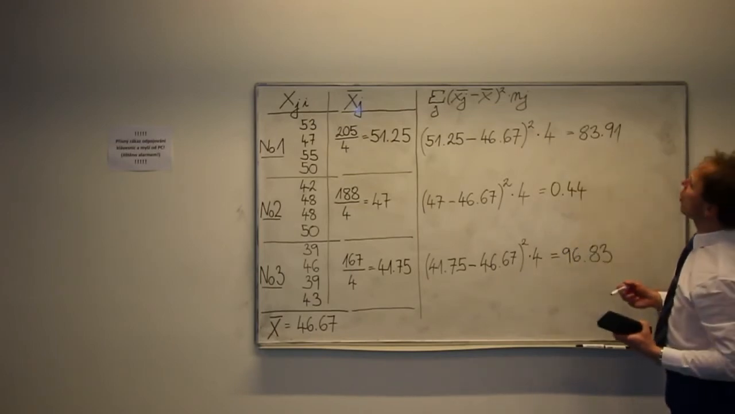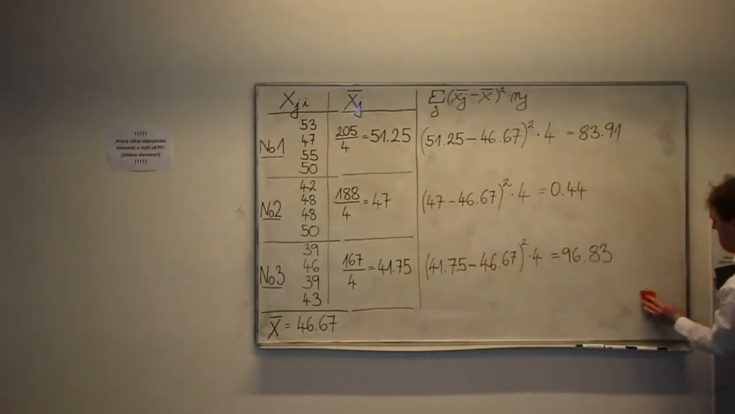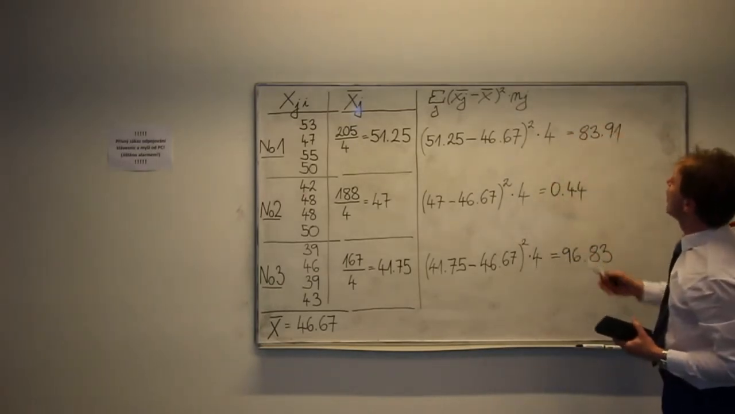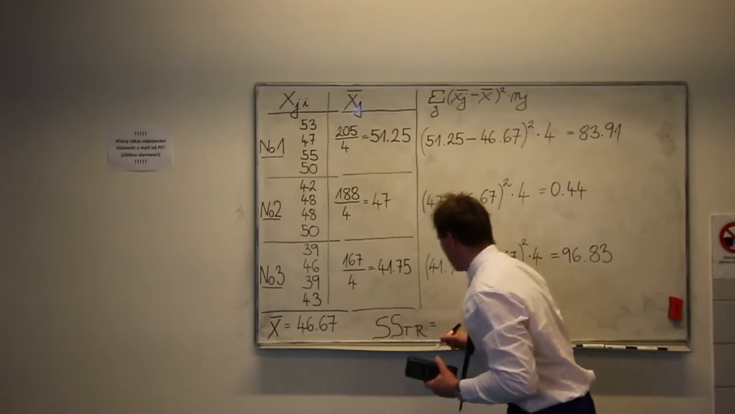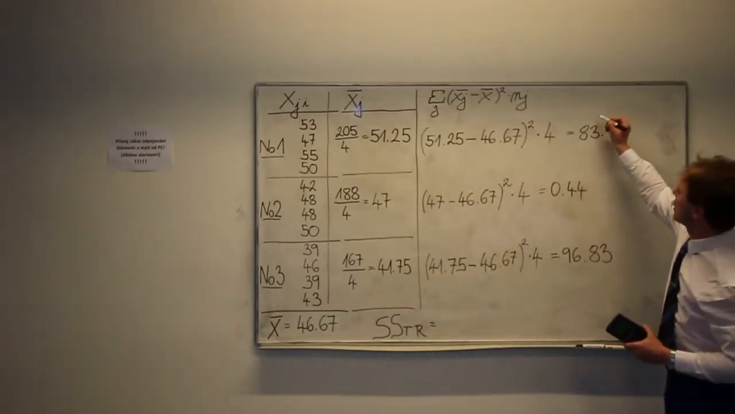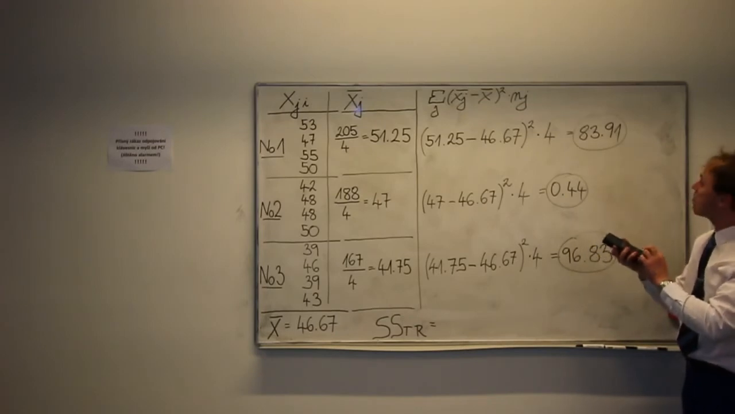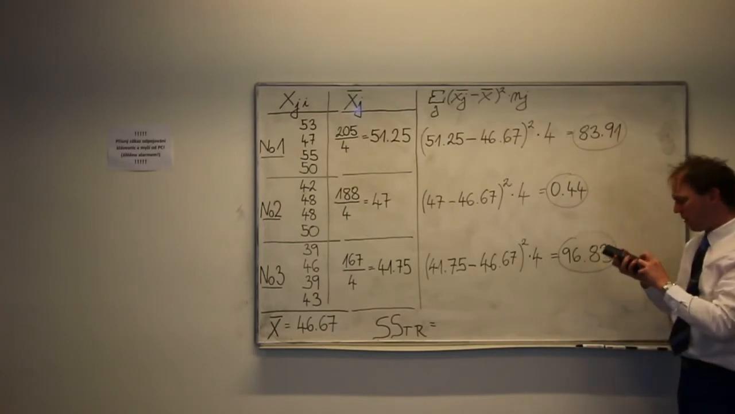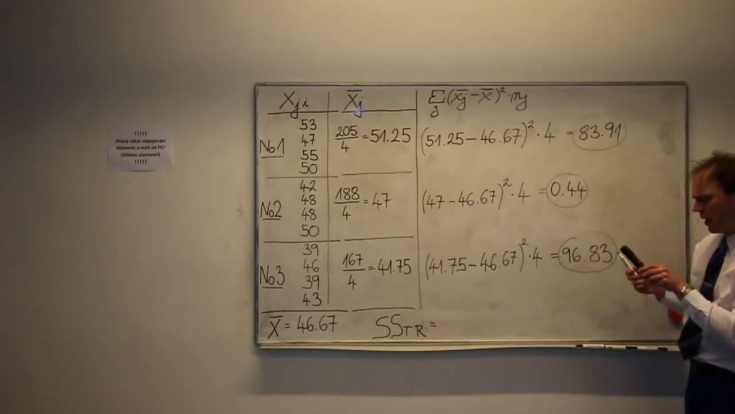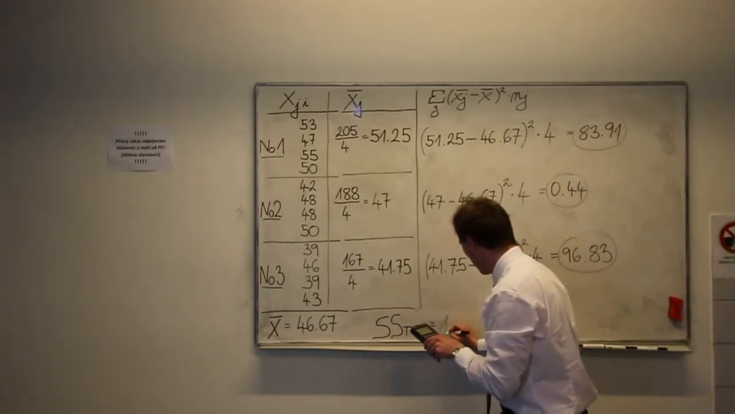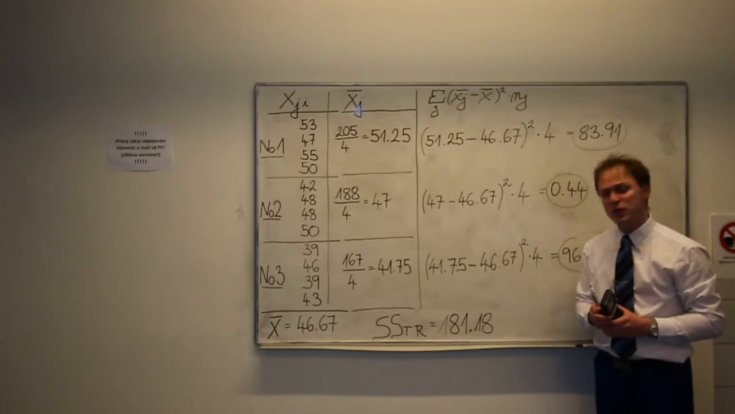96.83. Okay, so I need a space where I will write this result, because this must be deleted, because I need more space on the whiteboard. So the sum of squares treatment, or theoretical sum of squares, will be the summation of these three values. So I will calculate this. 83.91 plus 0.44 plus 96.83, 181.18. So this is the treatment sum of squares.